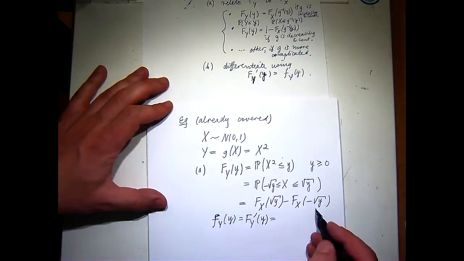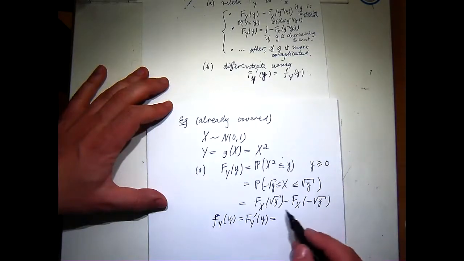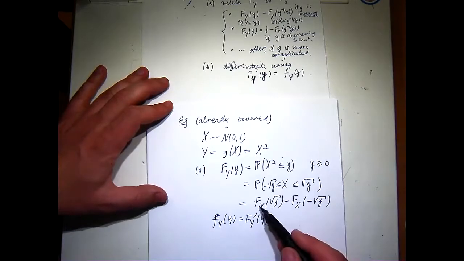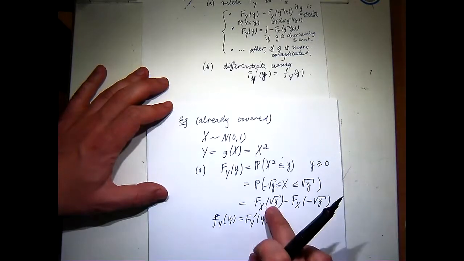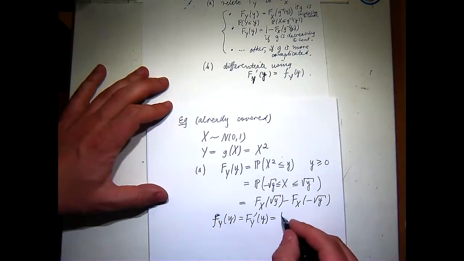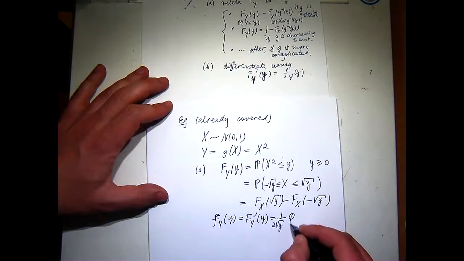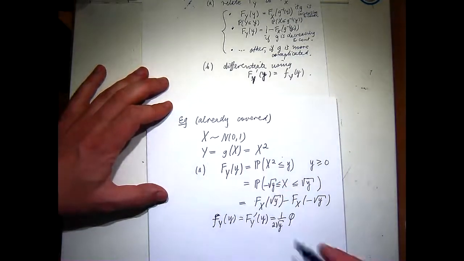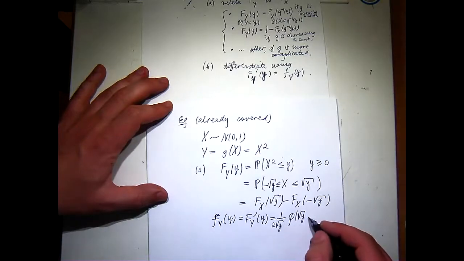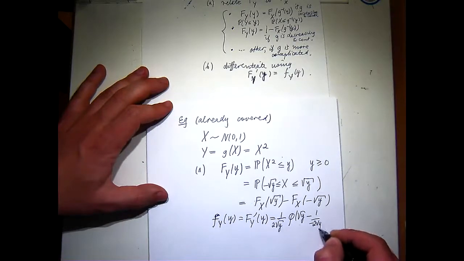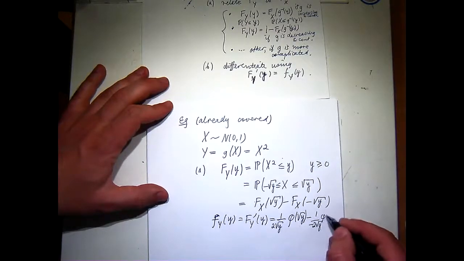And now I have to use the chain rule to differentiate these. Never forget that. Because the cumulative, you could imagine this as the integral of the density up to square root y. But when the right limit of the integral is not y, but a function of y, you have to use the chain rule. So the chain rule here gives us 1 over 2 square root y, that's the derivative there, times, now, we all know that X is normal 0, 1, so it has density phi, the standard normal density, at square root y. And then minus 1 over minus 2 square root y, phi of minus square root y.